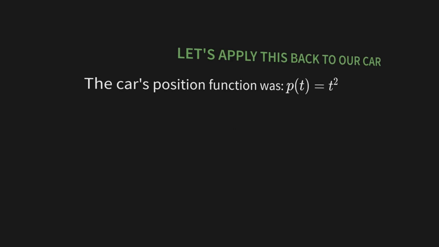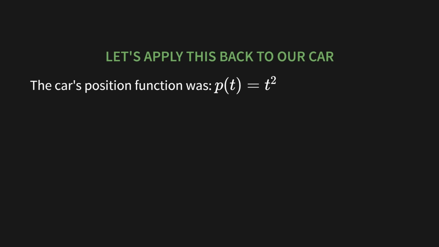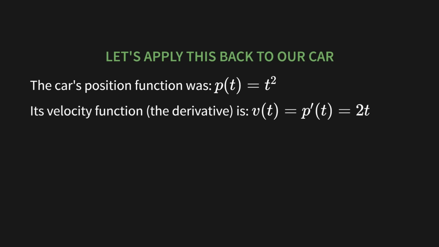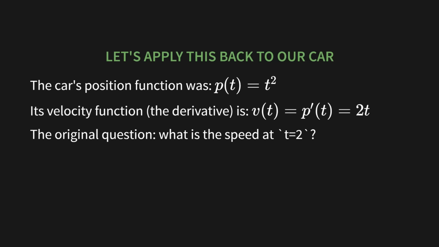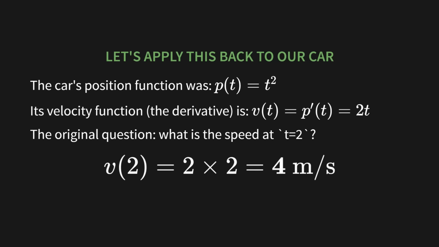So let's apply this back to our car. The car's position function was p of t equals t squared. Its velocity function, the derivative, is therefore v of t equals p prime of t, which equals 2t. The original question was, what is the speed at t equals 2? V of 2 equals 2 times 2, which is 4 meters per second.